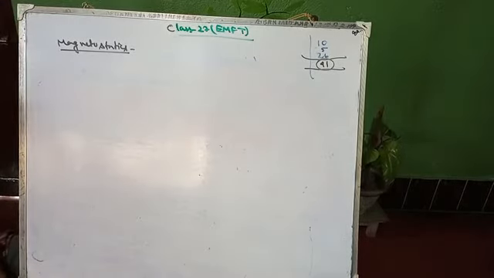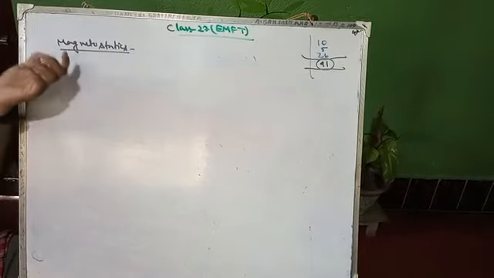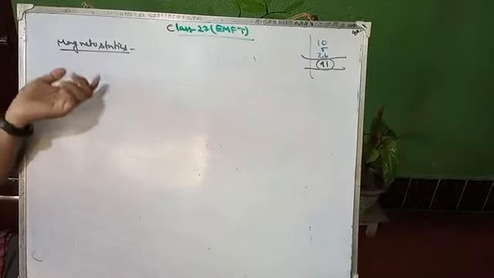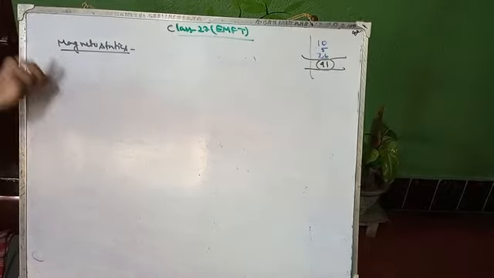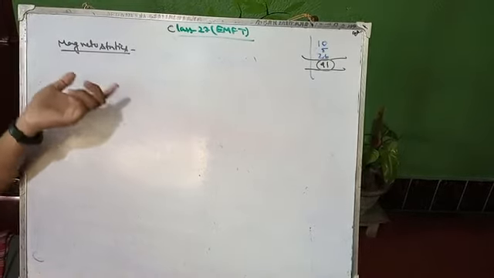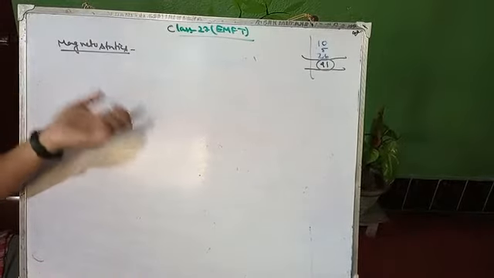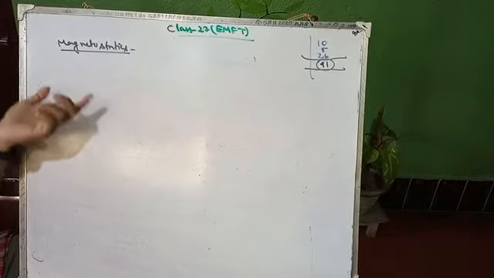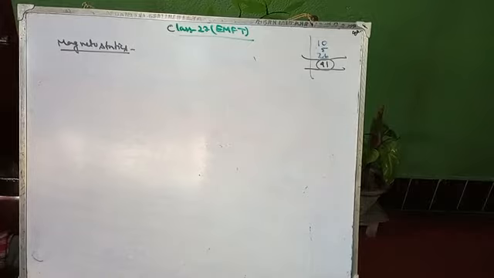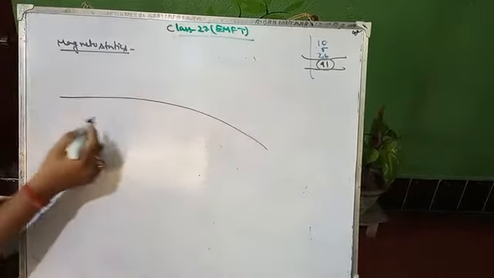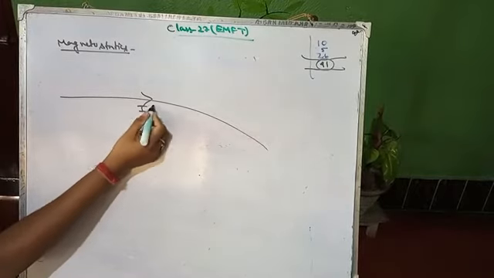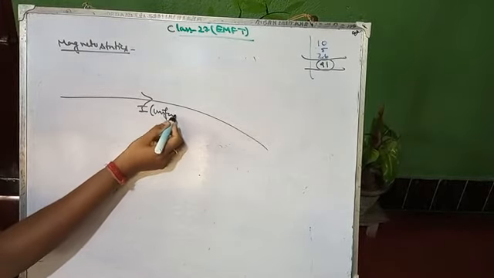As we know, a static charge produces an electrostatic or electric field. Similarly, a moving charge that moves at a constant velocity will produce a magnetostatic field. So how is a magnetostatic field produced? Suppose we have a conductor. A uniform current is flowing through this conductor.